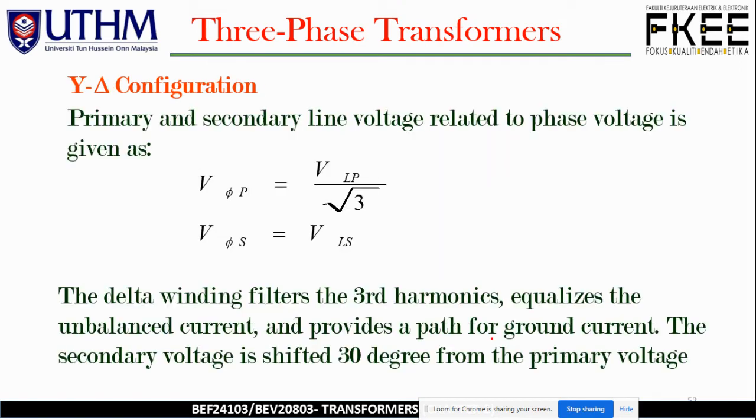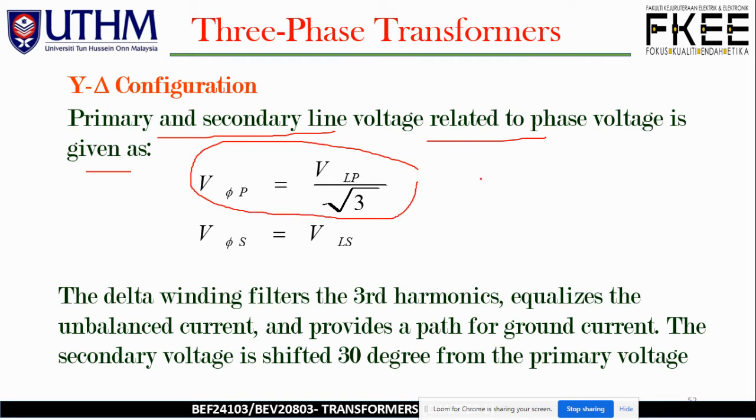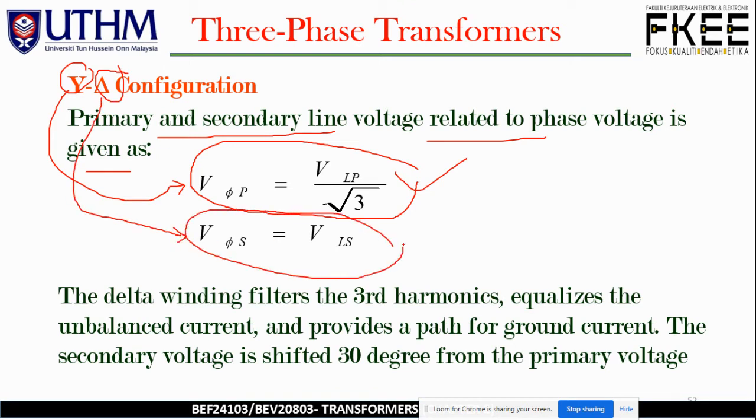So there's no difference. So what about the Y delta configuration? The primary and secondary line voltage related to phase voltage is given by V phase equal to V line over square root 3. So for the primary side, because we have Y over here, we have this relationship. So what about the delta? The delta is V phase equal to V line. This is especially for delta. So we have V phase which is equal to V line.